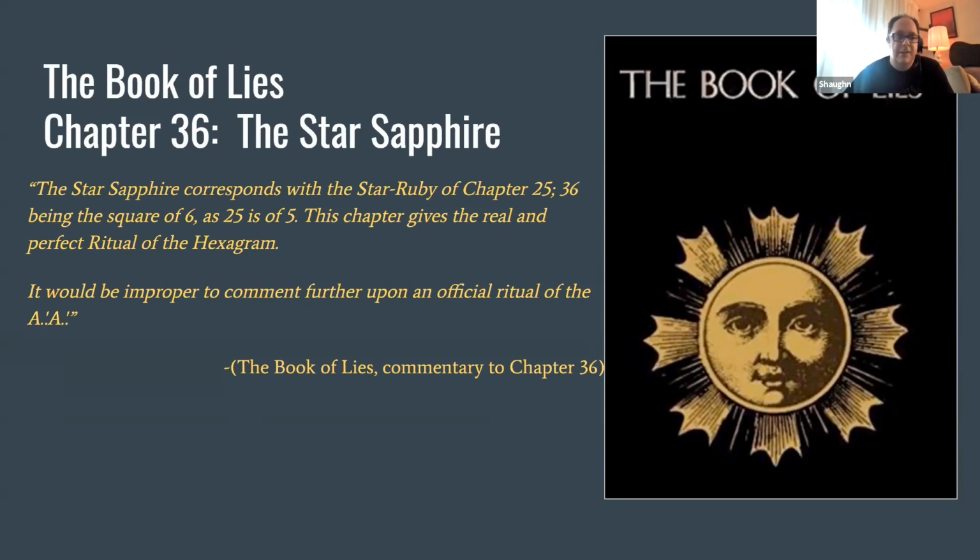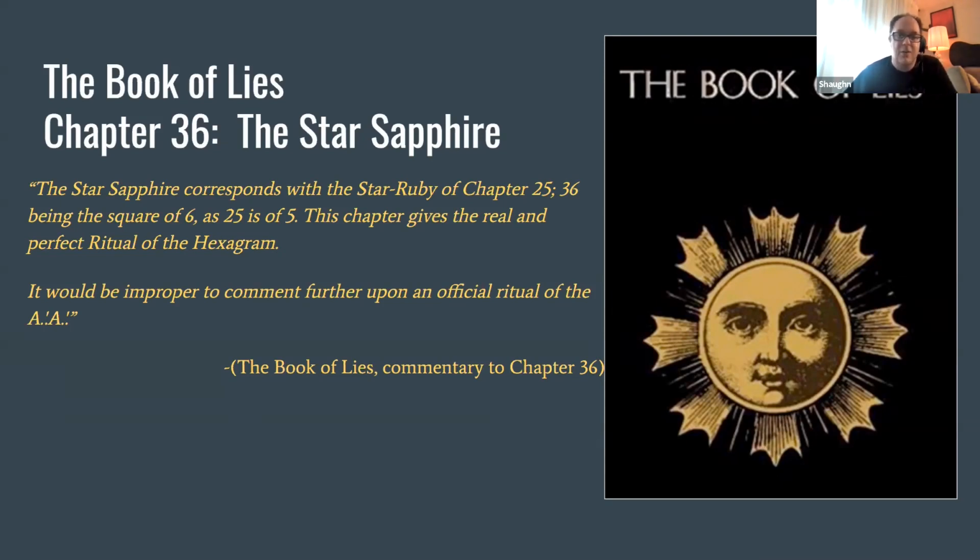And the notes on this chapter say the Star Sapphire corresponds with the Star Ruby of chapter 25, 36 being the square of 6, as 25 is the square of 5. This chapter gives the real and perfect ritual of the hexagram. It would be improper to comment further upon an official ritual of the AA.